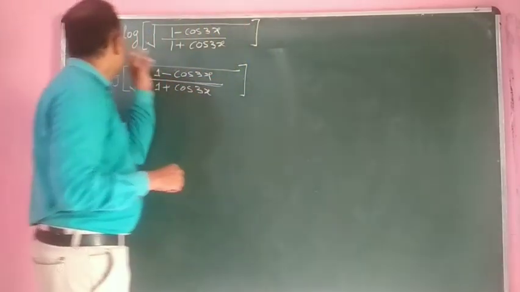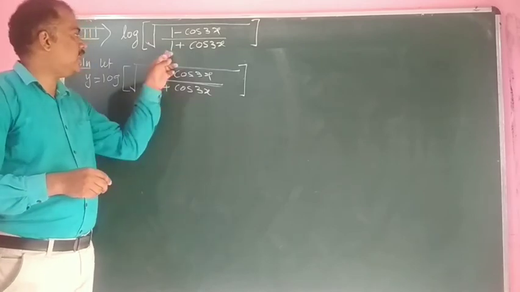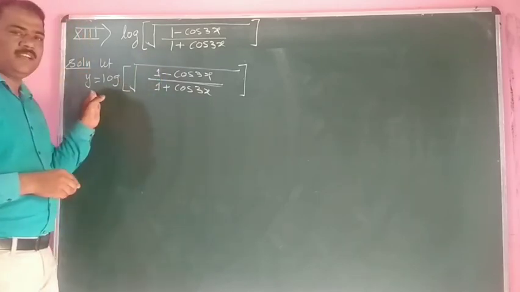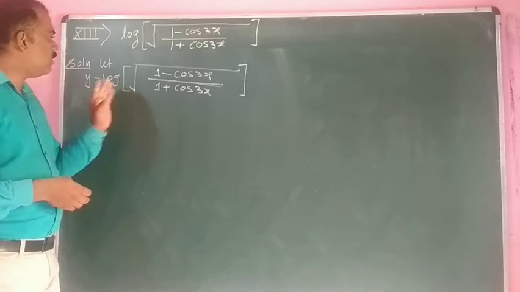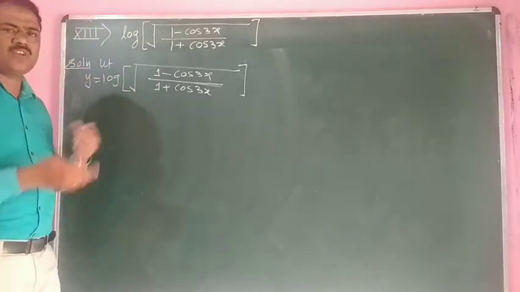See here: log of square root of (1 minus cos 3x) divided by (1 plus cos 3x). By the regular way, let y is equal to log of root of (1 minus cos 3x) divided by (1 plus cos 3x). How to solve that example?